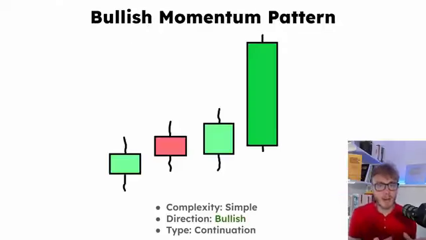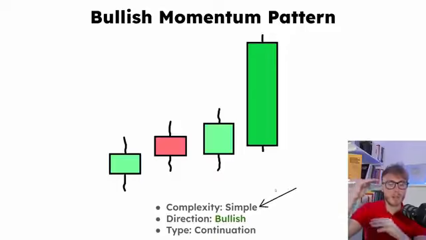Alright, so the next pattern we're going to take a look at is the bullish momentum pattern. And this right here is one of my favorite patterns because it's pretty easy to identify and they can also provide very strong signals. So let's first take a look at this pattern. This pattern we can actually consider a simple pattern because the actual pattern is only one candlestick. However, it's very important that we compare this candlestick with the previous candles, and I will talk more about that later on.